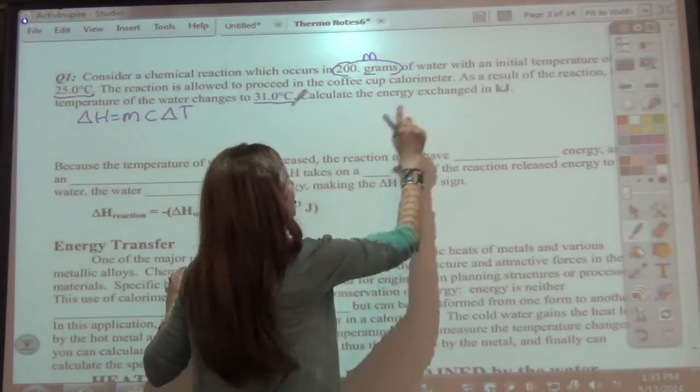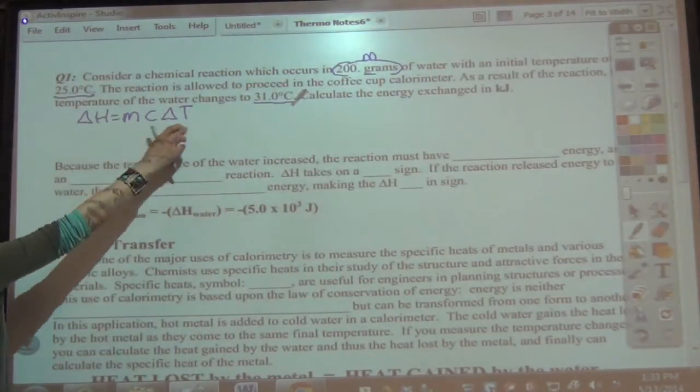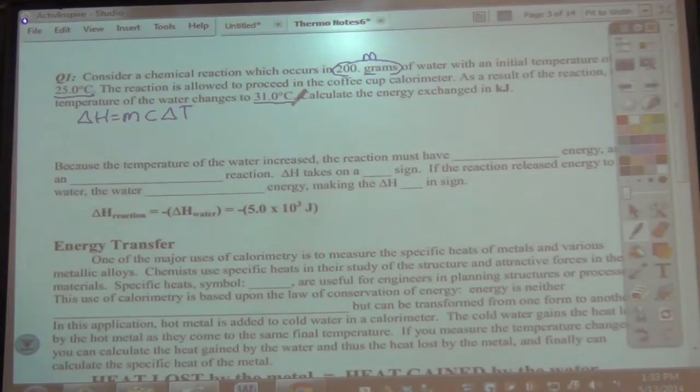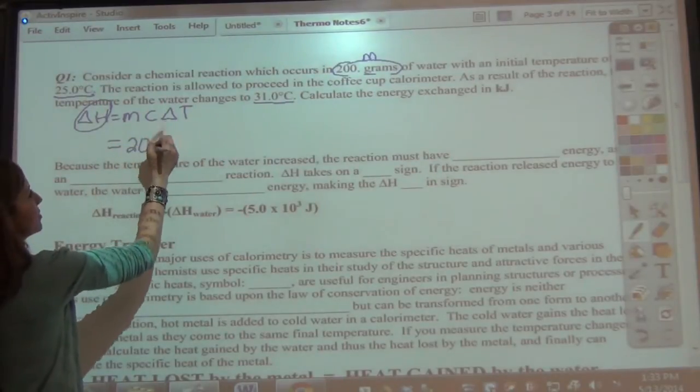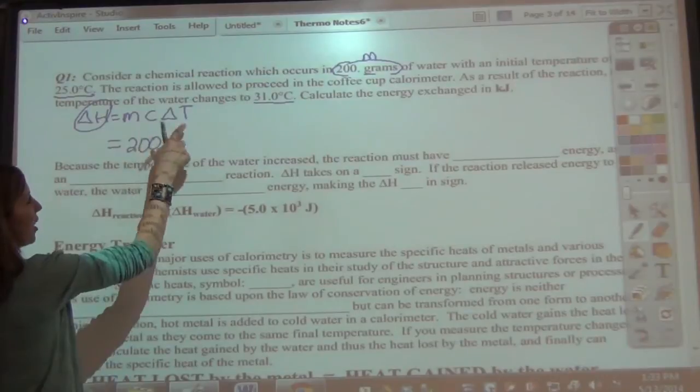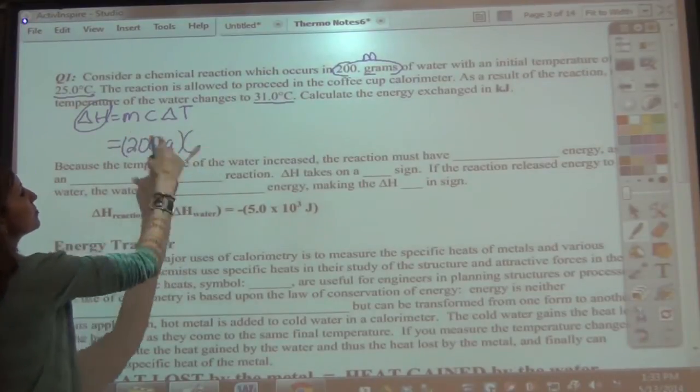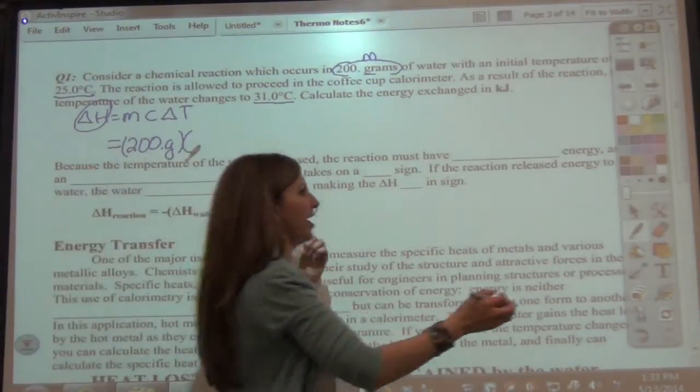Calculate the energy change in kilojoules per mole. So what are we looking for if we're being asked for the energy change? Which one of these are we looking for? Delta H. Awesome. So delta H is equal to, we said the mass is the 200 grams of water. So you want to make sure everything is for water. The specific heat of water is on the page before.